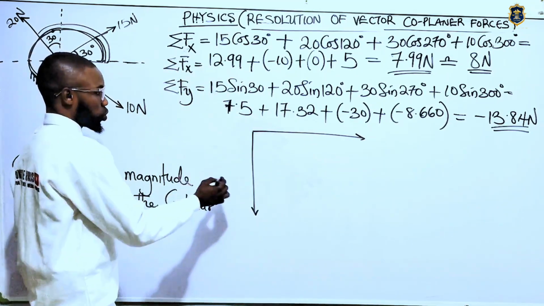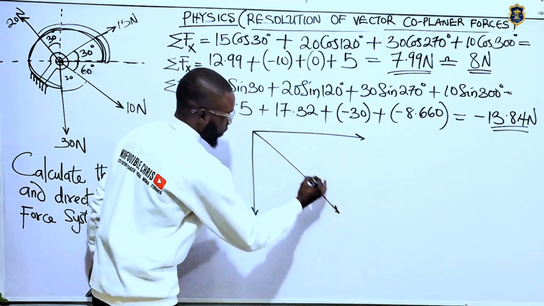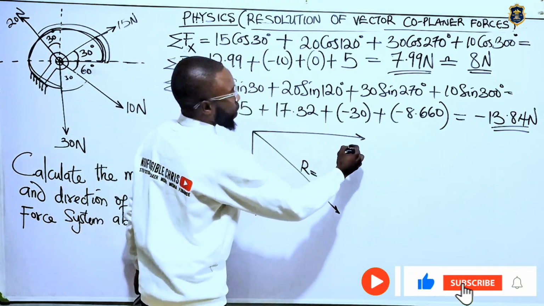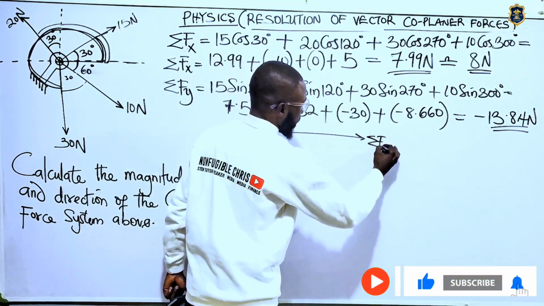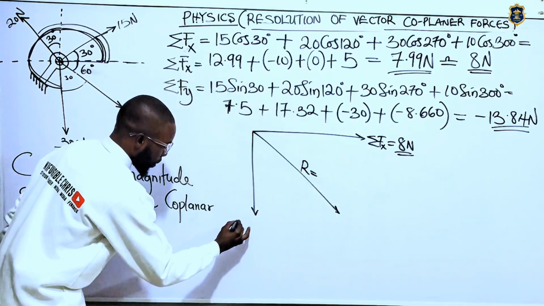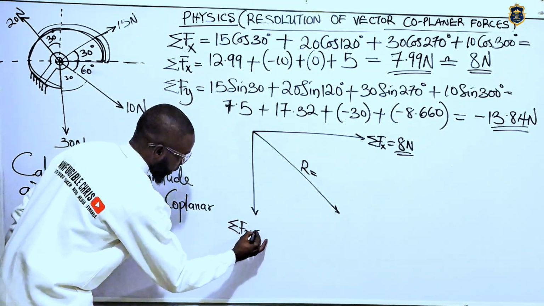It's all the same thing. I'm just showing you how it's going to be drawn. All right, so our resultant, what we're looking for: on the x-axis, our ΣFx, we got 8 Newton, right? And then our ΣFy, what do we get?